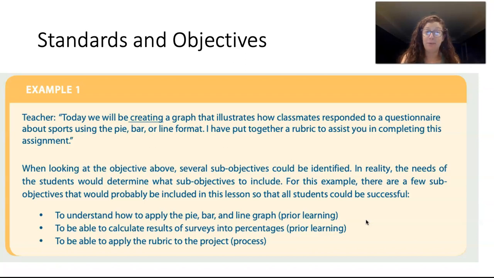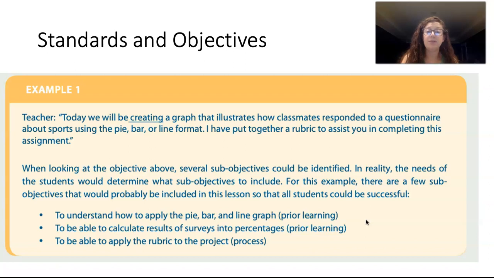So here's an example of someone who could earn a 4 or a 5 in this area. The teacher says, today we will be creating a graph that illustrates how classmates responded to a questionnaire about sports using the pie, bar, or line format. I've put together a rubric to assist you in completing this assignment. When looking at the objective above, several sub-objectives could be identified. In reality, the needs of the students would determine what sub-objectives to include.